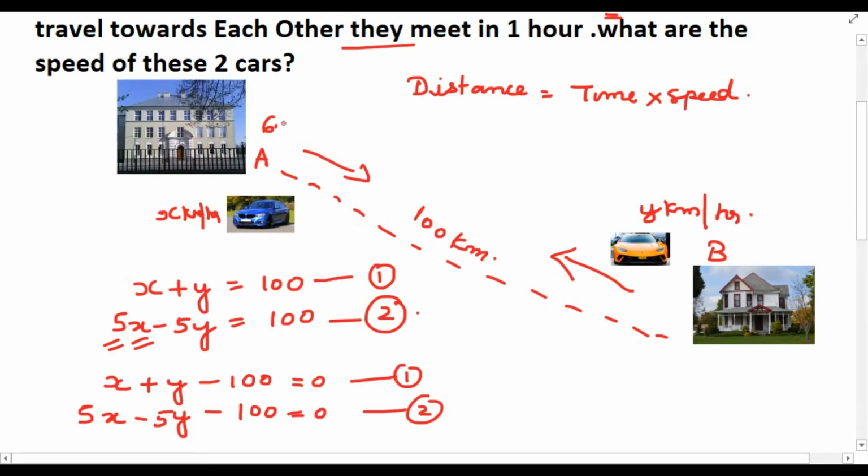The speed of the blue car is 60 km per hour and the yellow car is 40 km per hour. So when they travel towards each other, they meet in 1 hour, and when they travel in the same direction, they will be meeting in 5 hours.